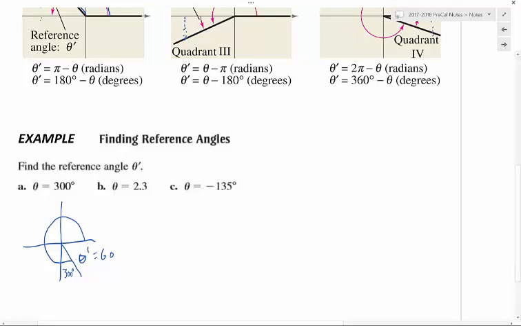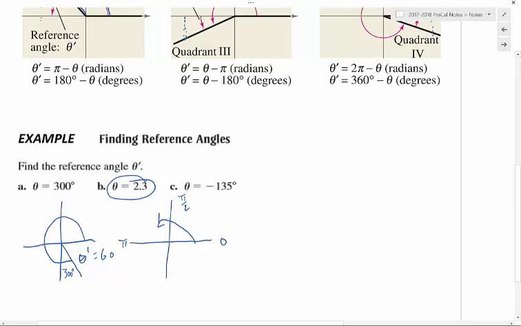If I were to get 2.3, well, I have to ask myself, where does 2.3 fall? Because I don't have a pi there. Well, I remember that pi is 3.14. So if I want to find 3.14, that's 1 pi. Half of pi would be like 1.6 something. So I know that this one is going to end up being somewhere over here. Because this is pi, this is 0, this is pi over 2.